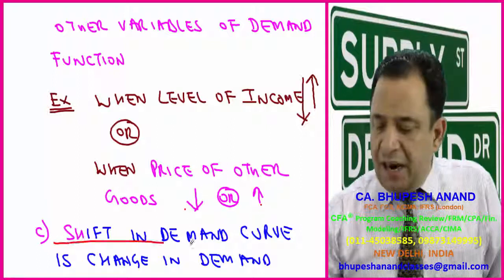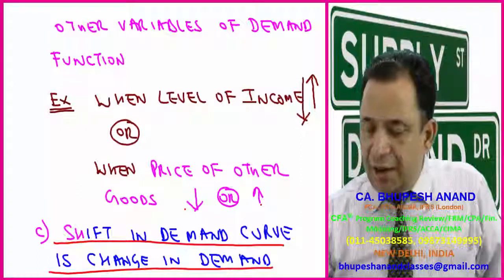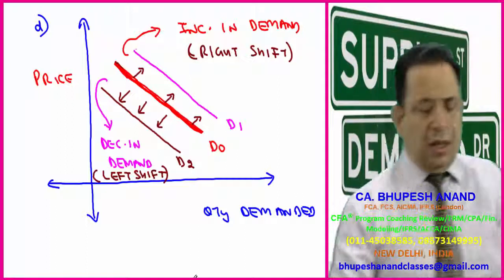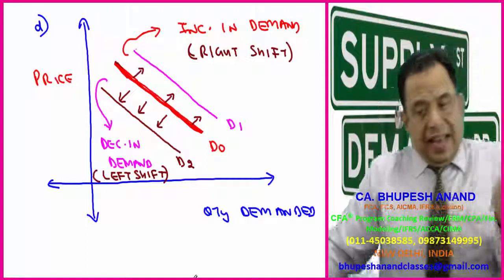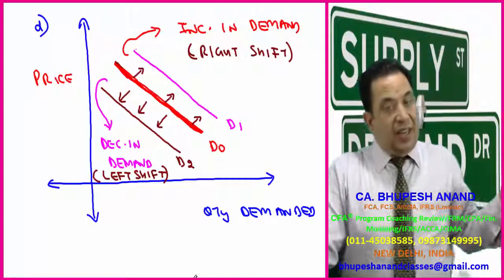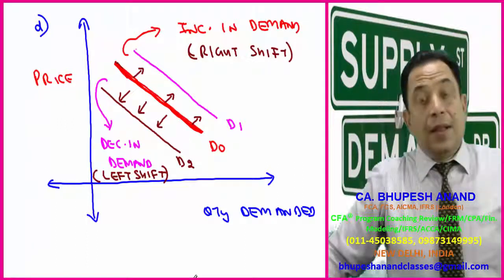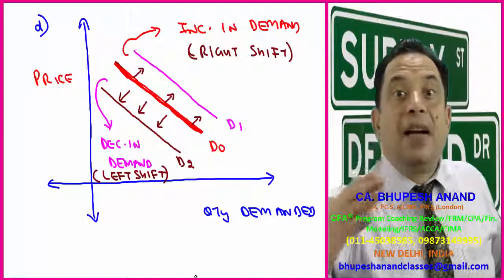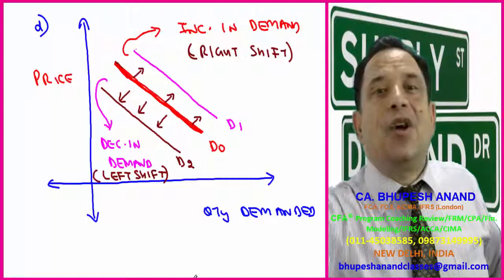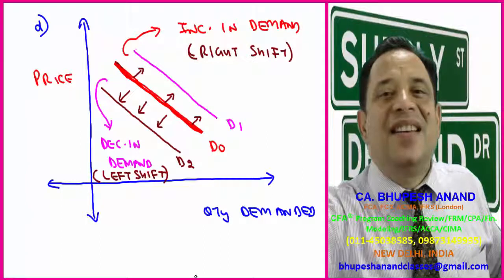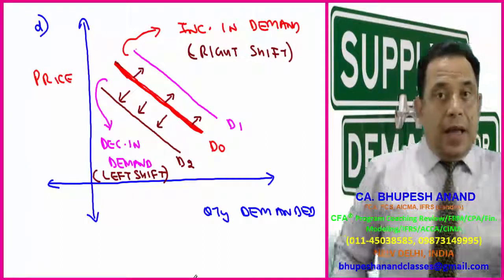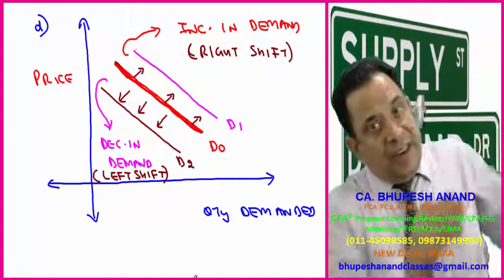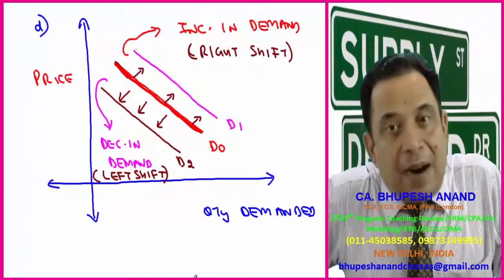Now, a shift in the demand curve is a change in demand. Just see, I have mentioned the right shift as an increase in demand, on the right hand side, and the left shift as a decrease in demand, on the left hand side. If my demand curve shifts to the right hand side, it automatically means there is an increase in demand. So please prepare it. It will be better if you just prepare it. And if my demand curve moves to the left hand side, it means that my demand has decreased.